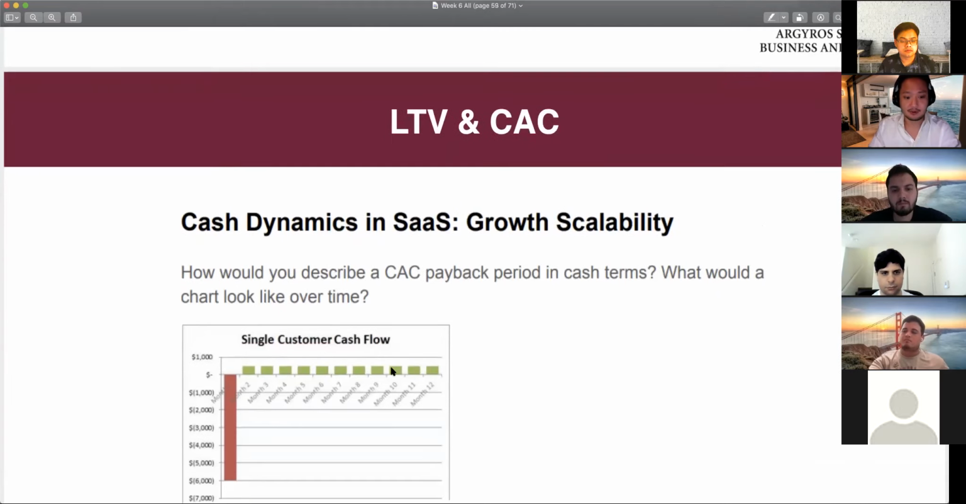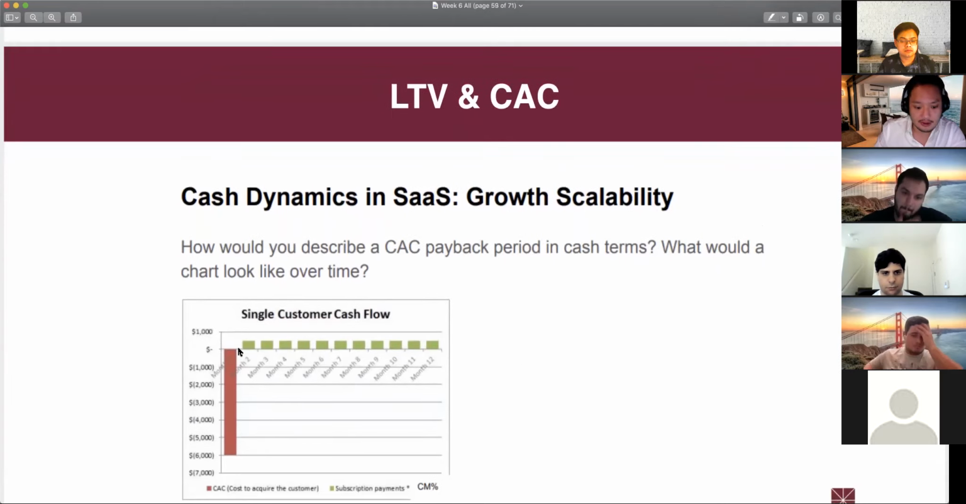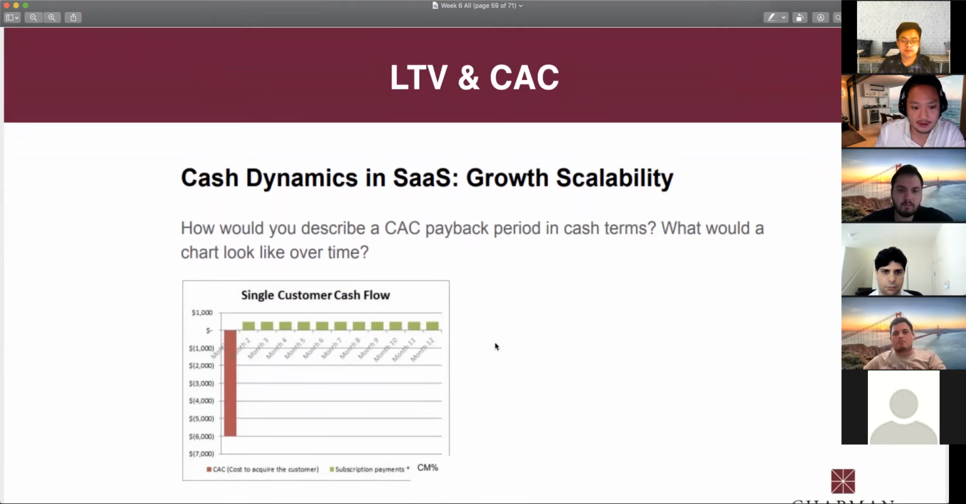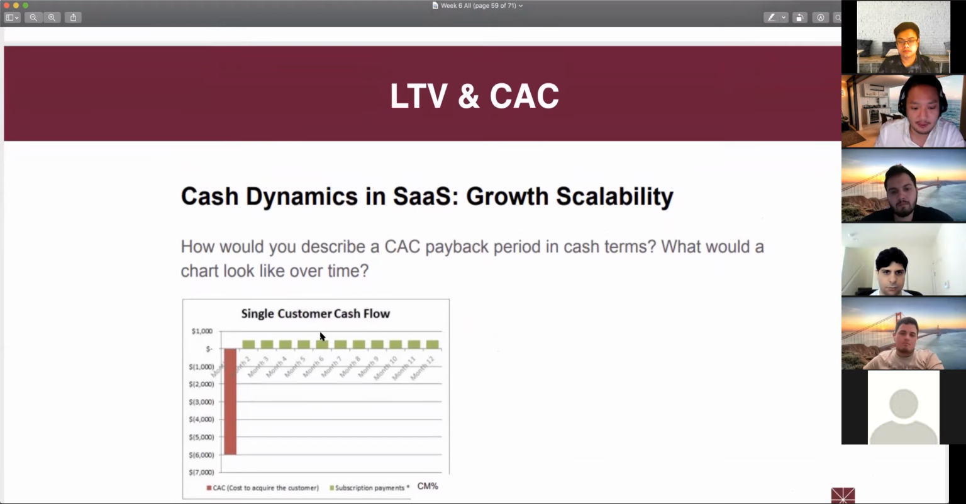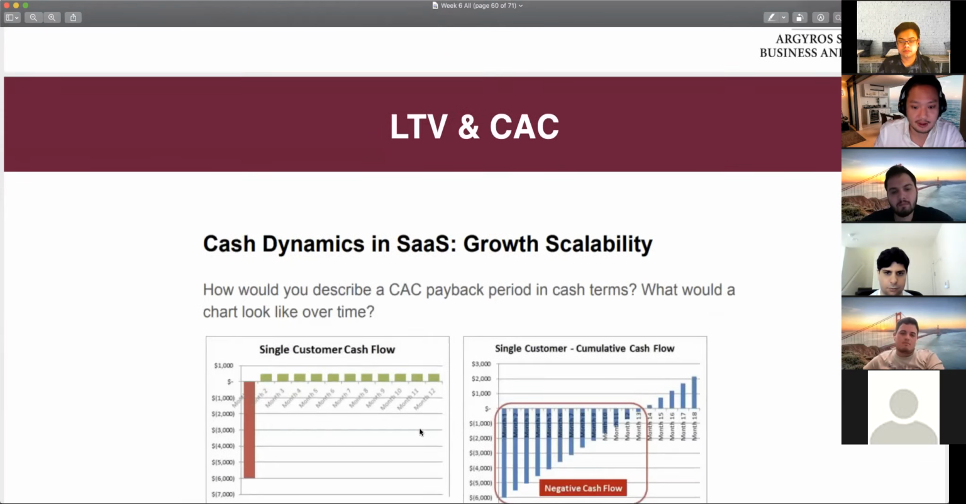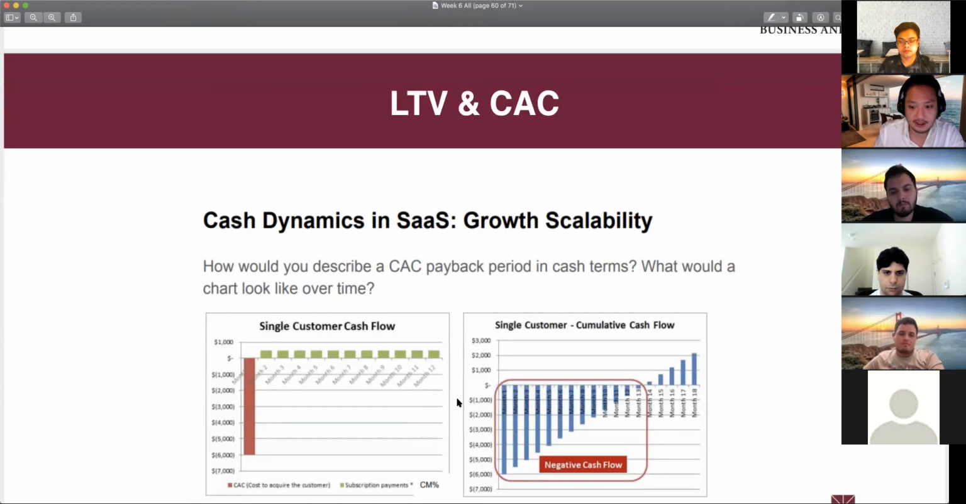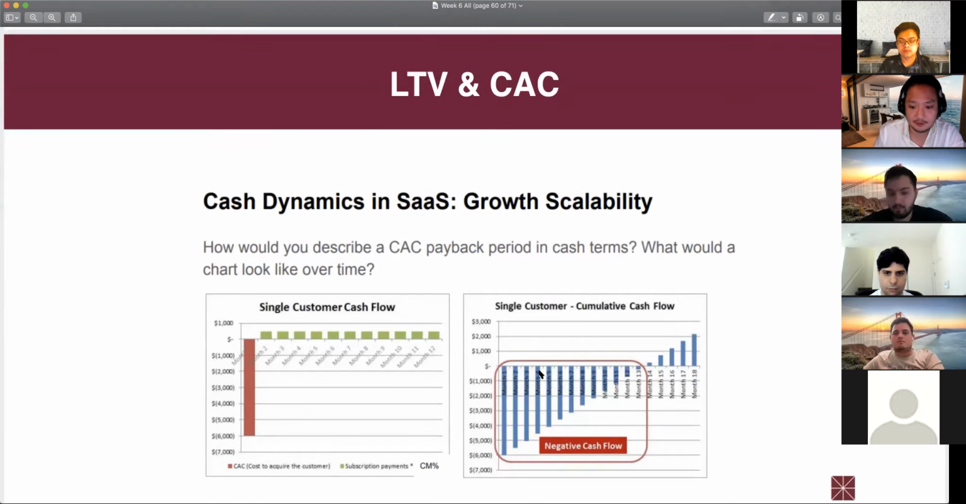This is just another example, right? Really quickly, this is the initial cost of acquiring a customer. Then you have the subscription payments to figure out how it normalizes over time, how you pay yourself back after customer acquisition cost with the subscription payments over time. These are just general cash dynamics. This is how it would break down on a monthly basis.